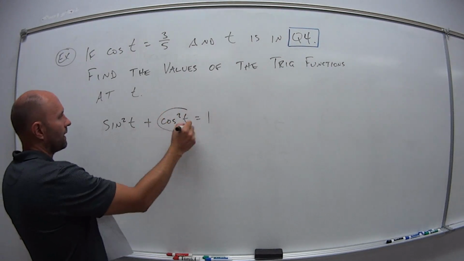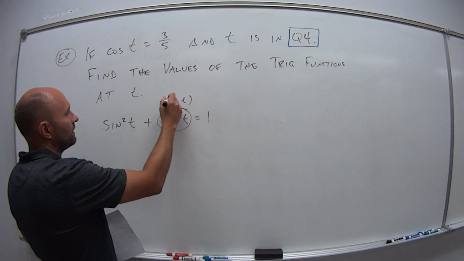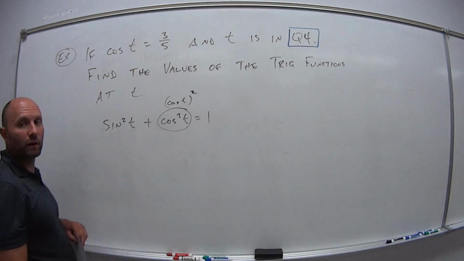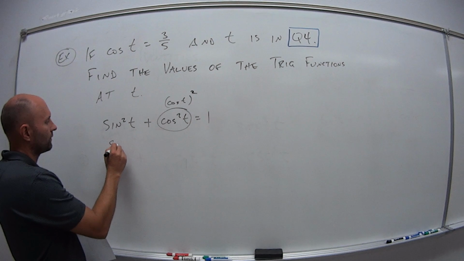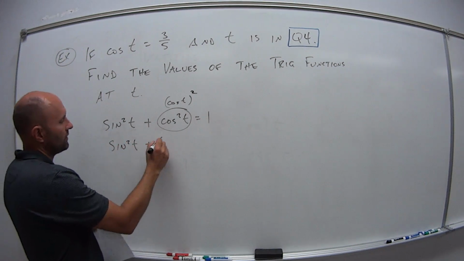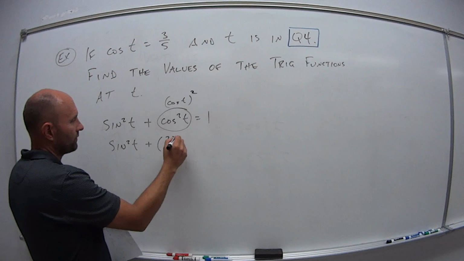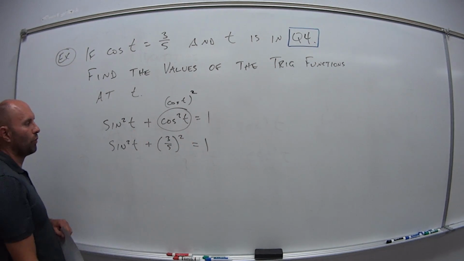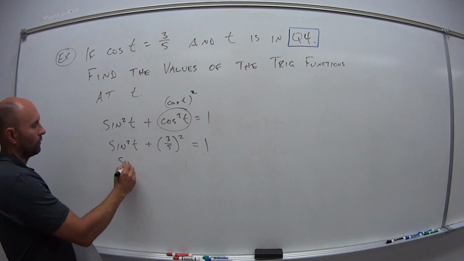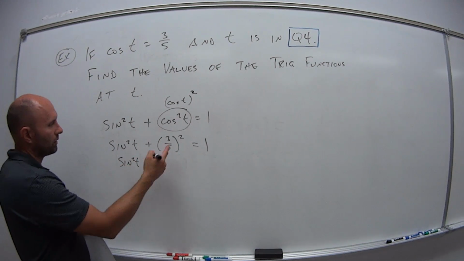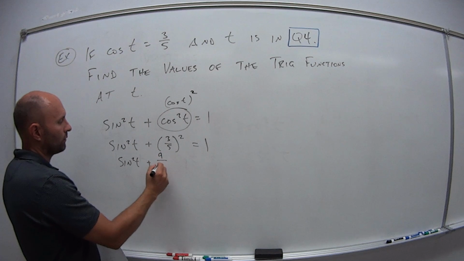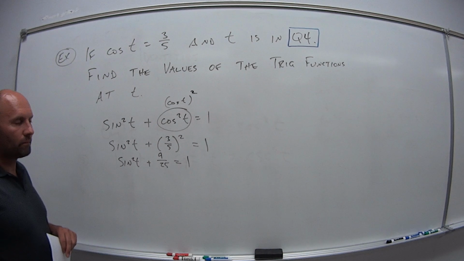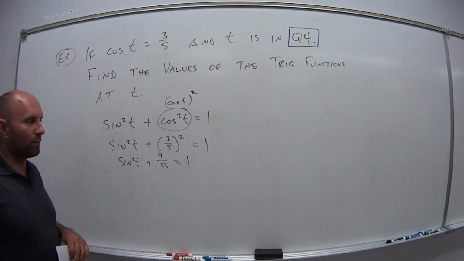So remember, this is really just the cosine of t, and we want to square whatever value that is. We're given in the problem that cosine of t is 3/5. So that means sine squared of t plus 3/5 squared, which is our value of cosine of t, is equal to 1. Therefore, sine squared of t plus, if we square numerator and denominator, we get 9/25, is equal to 1.